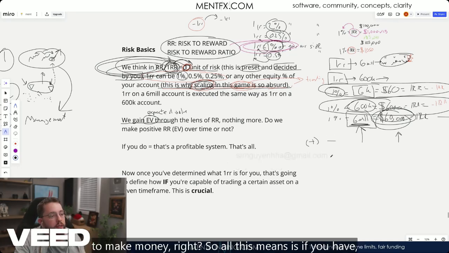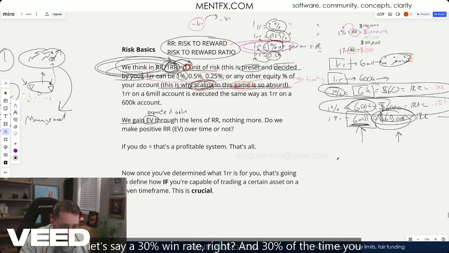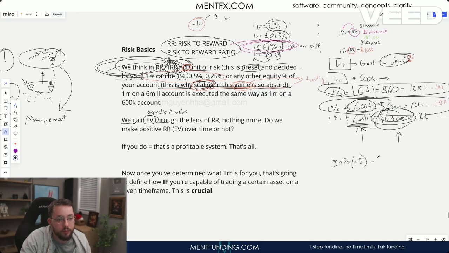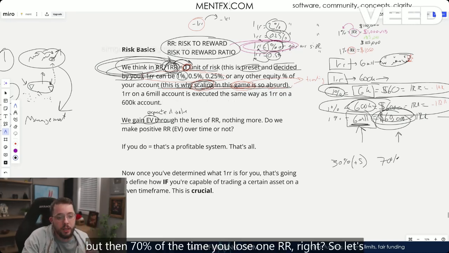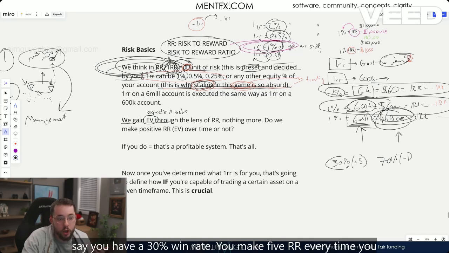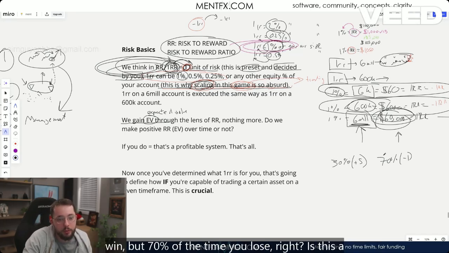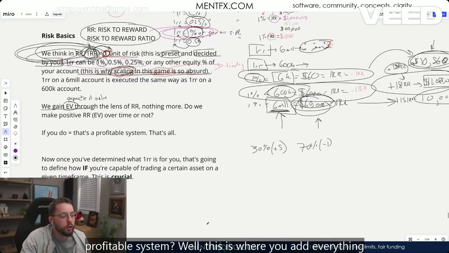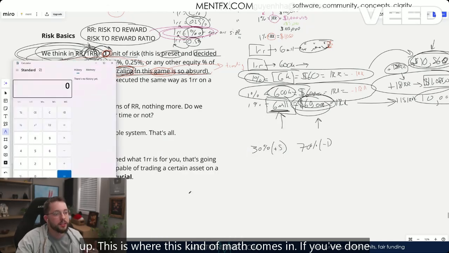So all this means is, if you have, let's say, a 30% win rate, and 30% of the time you make, let's say, 5RR, but then 70% of the time you lose 1RR. So let's say you have a 30% win rate, you make 5RR every time you win, but 70% of the time you lose. Is this a profitable system? Well, this is where you add everything up. This is where this kind of math comes in.